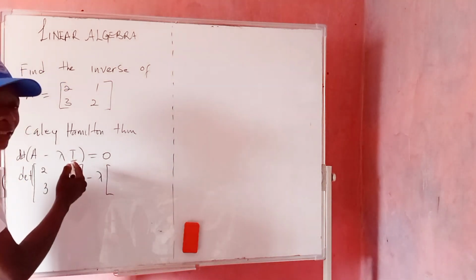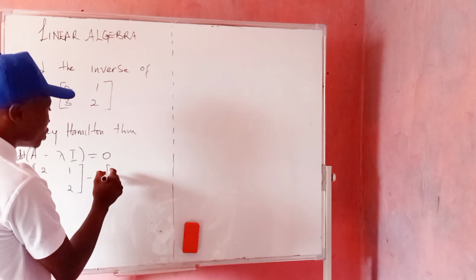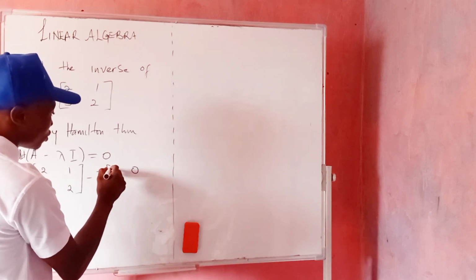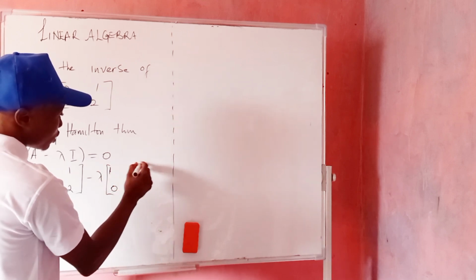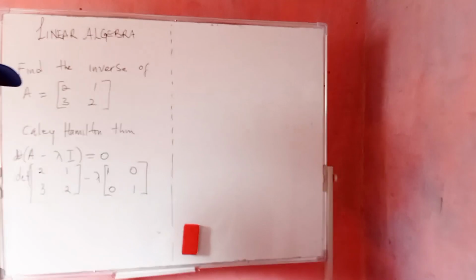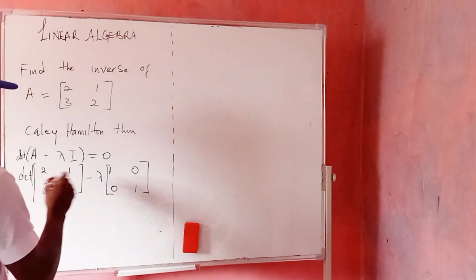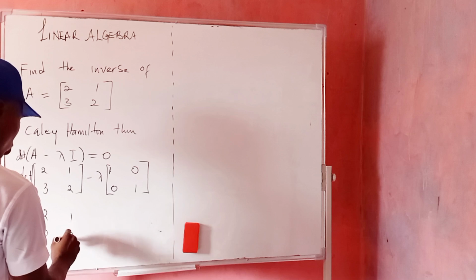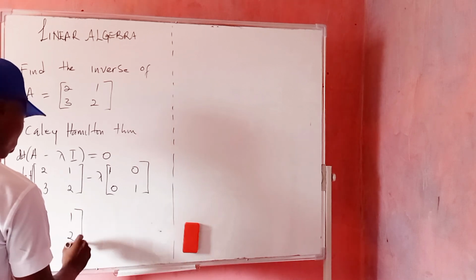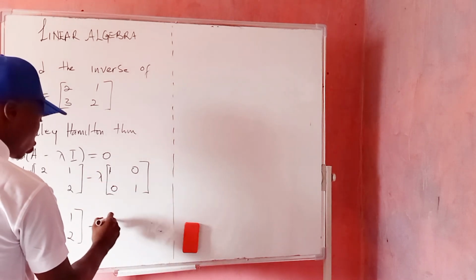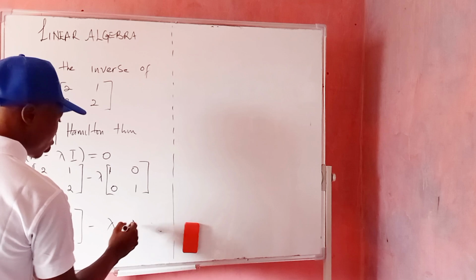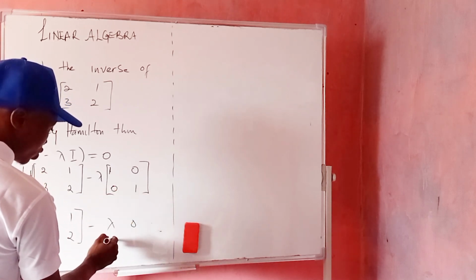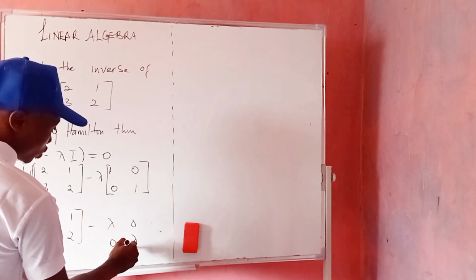A 2 by 2 identity matrix is going to be 1, 0, and 0, 1. This is the 2 by 2 identity matrix. So we are going to have 2, 3, 1, 2 minus lambda times 1 is lambda, lambda times 0 is 0, lambda times this 0 here is 0, and lambda times this other one is lambda.